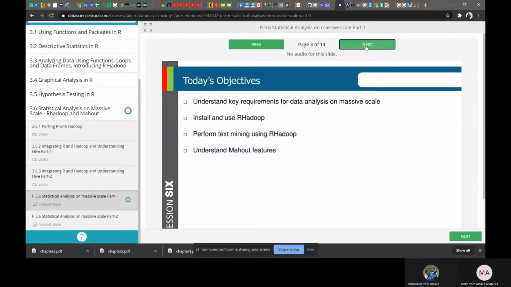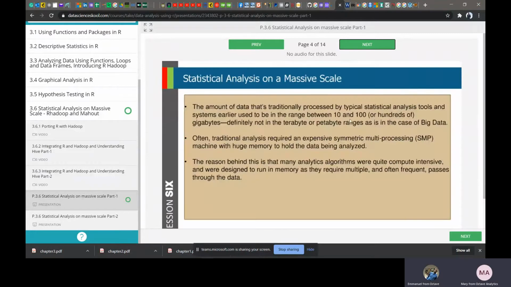Okay, let's just proceed. Now, the amount of data that is traditionally processed by typical statistical analytics tools and systems earlier used was in the range of tens and hundreds of gigabytes. Definitely not in the terabyte and petabyte range, which is the case of big data. But traditional analysis required an expensive SMP machine with huge memory to hold the data being analyzed, because all the tools then were running in memory.